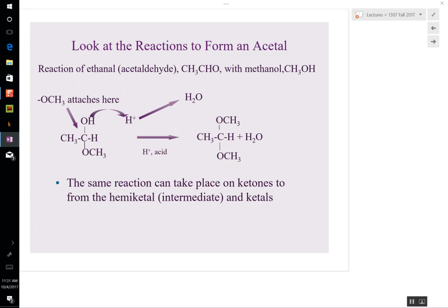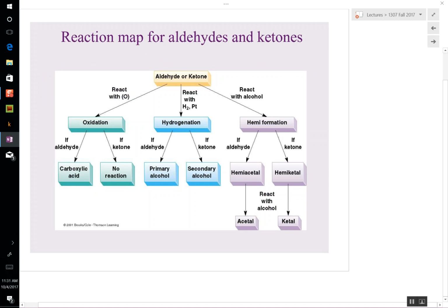Oh, this is the acetal. This is just happening again with the acetal, but don't worry about the acetal reaction too much. And I think these are the last 2 slides for chapter 13. This is summarizing the reactions.